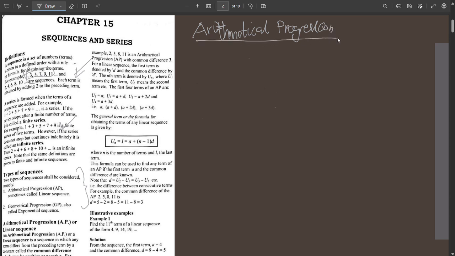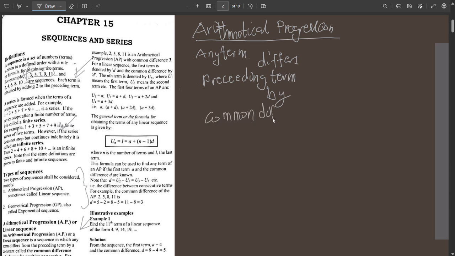Right. So in arithmetic progressions, reading from here: an arithmetic progression or linear sequence is a sequence in which any term differs from the preceding term by a constant called the common difference. So there are some keywords: any term, differs, from the preceding, by, difference. Right, perfect. So there are these terms.